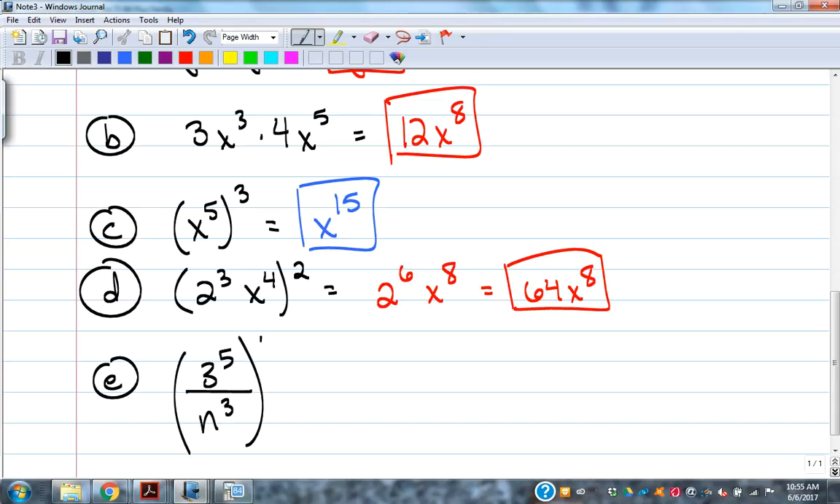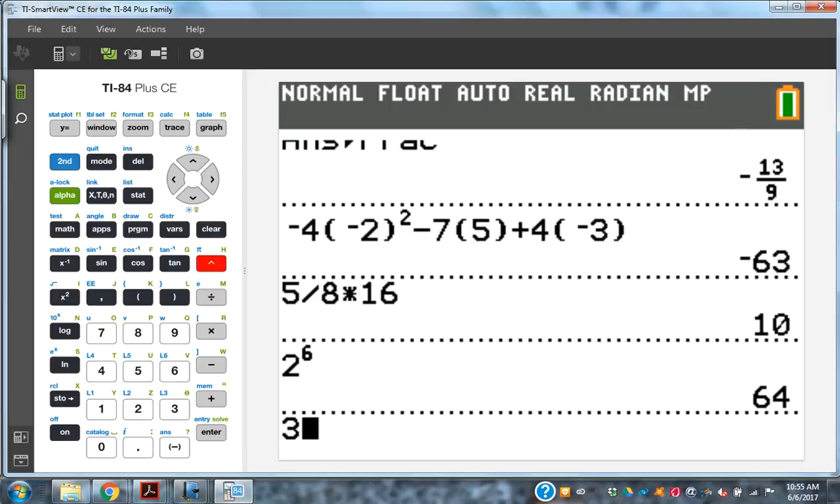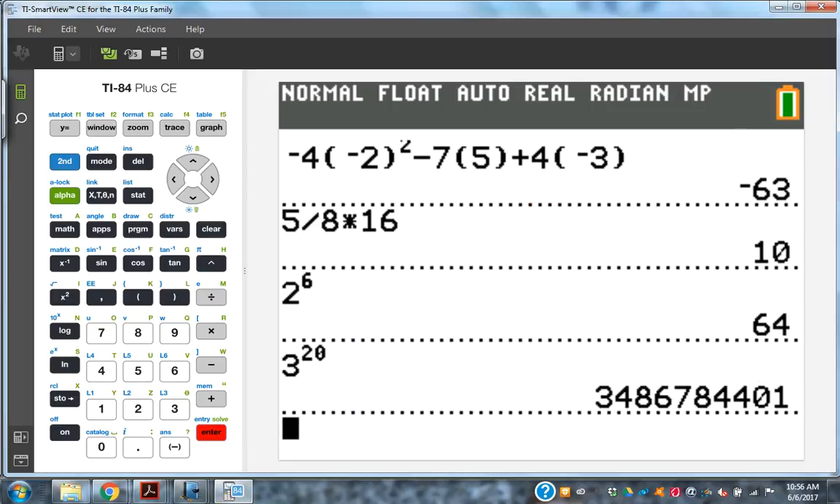Sometimes they'll throw this at you, where they have a fraction on the inside of the parentheses. It's no different than example D was. The exponent on the outside of the parentheses still multiplies to the exponents that are on the inside, both top and bottom. So that ends up being 3 to the 20th over n to the 12th. And I'm not sure what 3 to the 20th is. I think that's a pretty big number. We might not be able to evaluate that. We can.